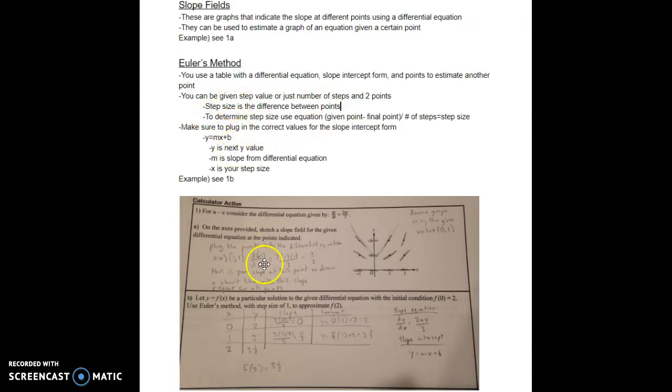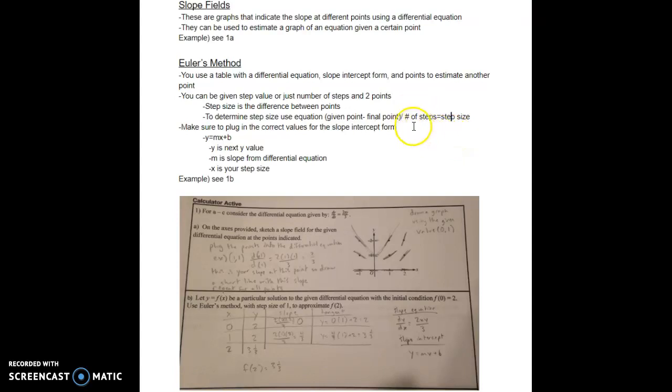Your table is going to have multiple points like 0, 1, and 2. And your step size is the difference between 2 of those. For example, on this one, the step size is 1, which it tells you in the equation. But if it didn't tell you the step size, to determine it, you find the difference of the given point and the final point, divide that by the number of steps that it wants you to use, and you get your step size.